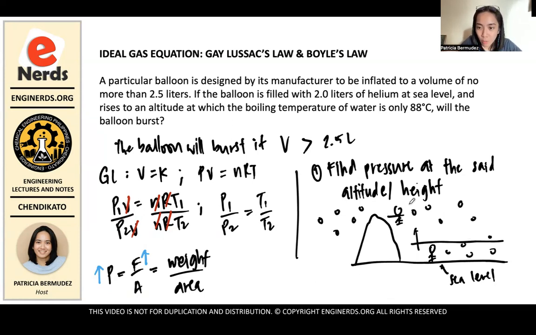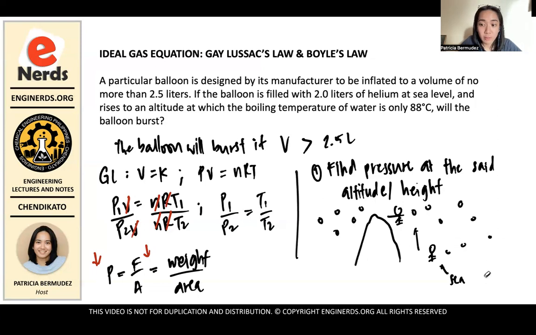So when you go up, the weight on top of you is lesser, because you climbed. So there are fewer air molecules on top of you. And because of that, your force, or the weight of the air molecules, decreases. And what happens to pressure? It decreases as well. So we can say that as you rise up the mountain or to a height, your boiling point decreases because your pressure decreases as well. Okay?